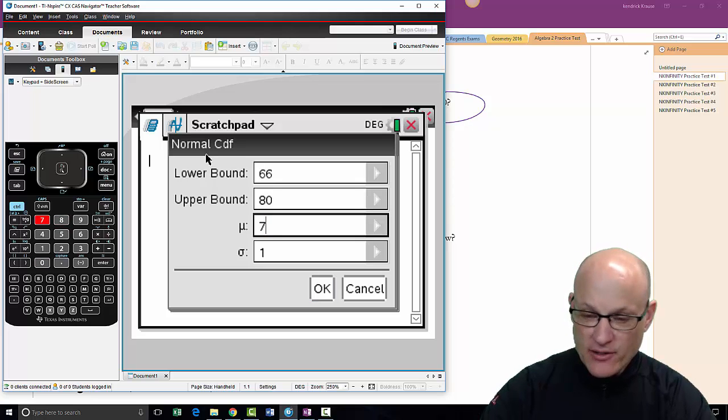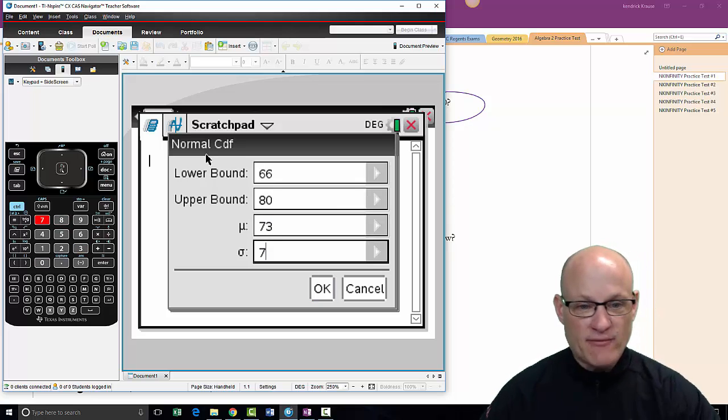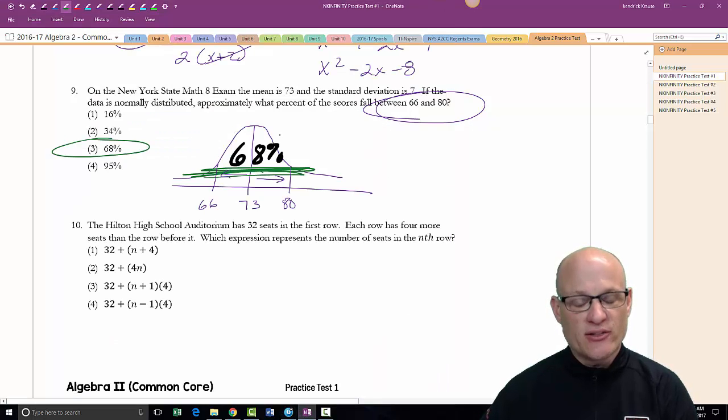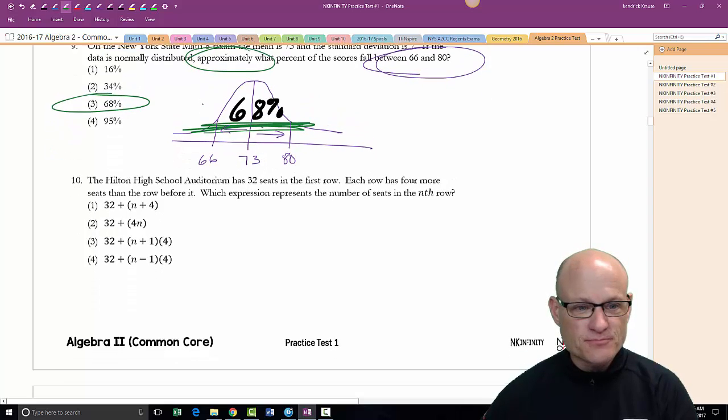My mean was 73, and my standard deviation was 7. And I click OK, and it gives me 68.2. Now, that 68.2 should ring a bell to you all, because up and down one standard deviation is 68.2. That's why it says approximately, not exactly.